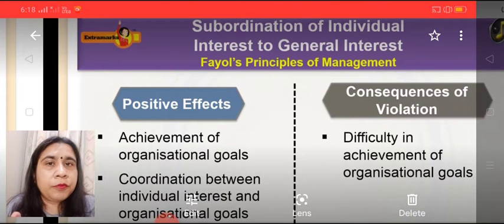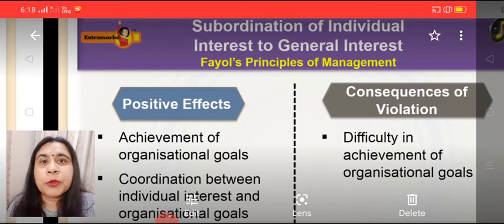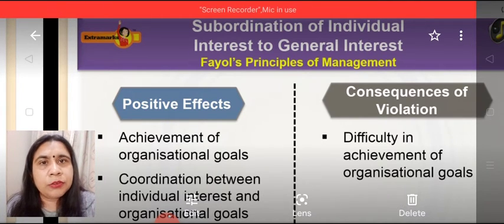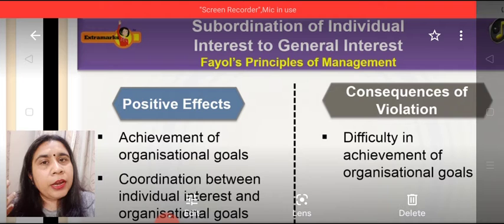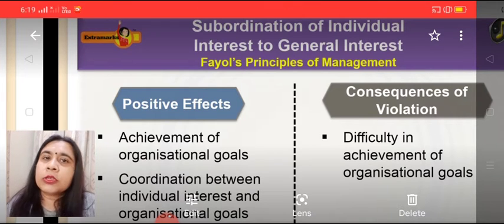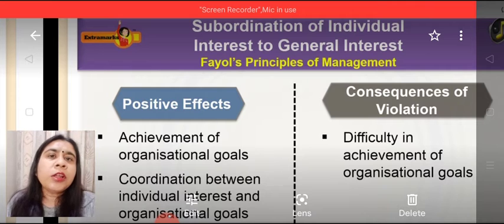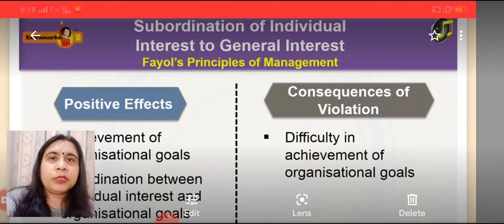One of the positive effects is it helps in achieving the organizational goals because our focus is on the organization, not on the individual interest. Secondly, coordination between individual and organizational interest is obviously achieved, because if the organization is earning profits, if the organization is successful, the individual person itself would become successful in the enterprise.